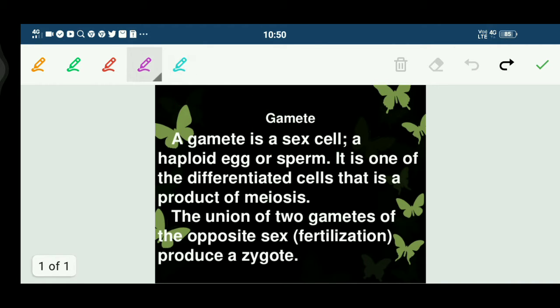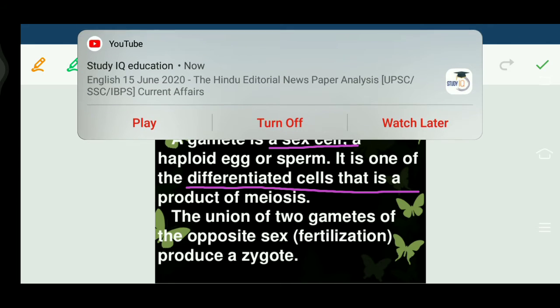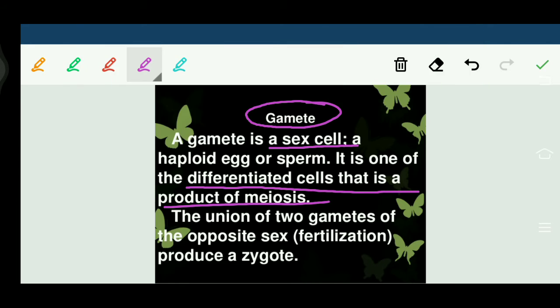Now students, we should know what exactly we mean by this term, gamete. A gamete is a sex cell. It is a haploid cell. It may be an egg, it may be a sperm, depending upon whether it is male, in which case sperm, or female, in which case egg. It is one of the differentiated cells that is a product of meiosis. We all know that it is a product of meiosis only.